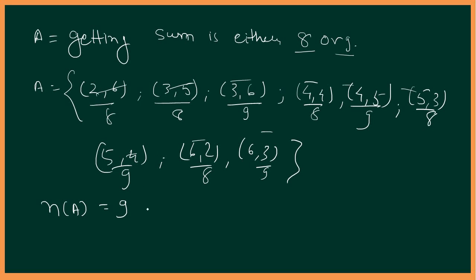So the probability that our sum will be either 8 or 9 will be the number of outcomes in our event divided by the number of outcomes in our sample space. So it will be 9 upon 36, or you can say 1 by 4.